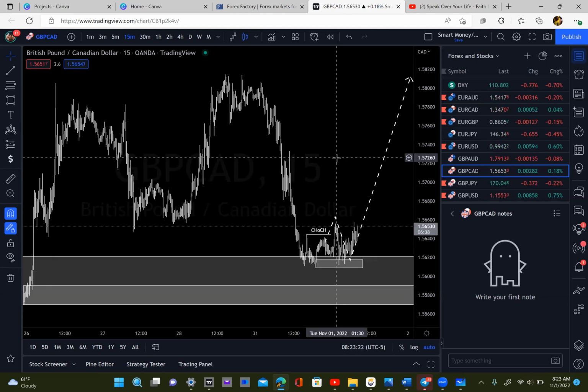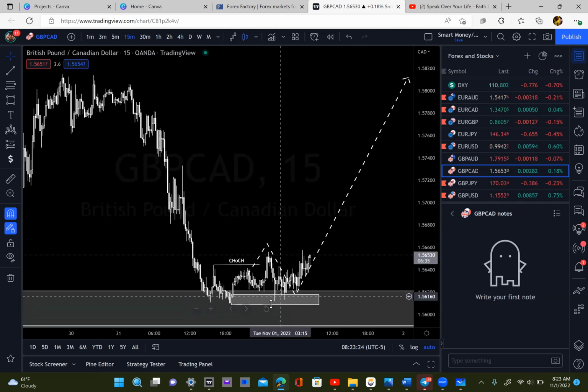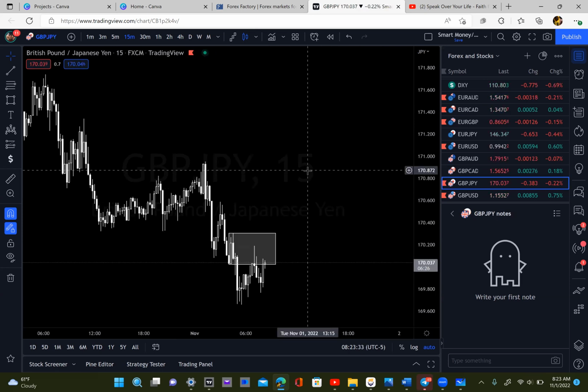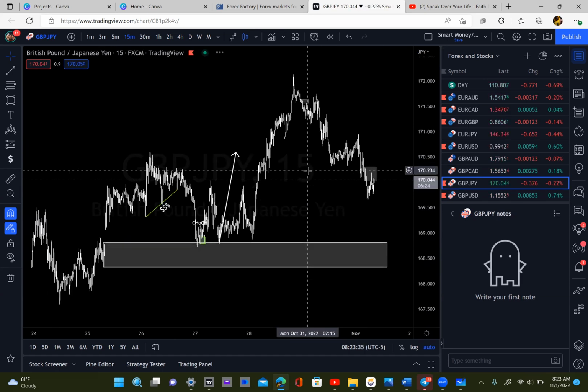All right. GBP CAD. Look at that. Boom. Found our zone inside the zone. And look, it's taking its sweet time, but it's going up. All right. GBP JPY.